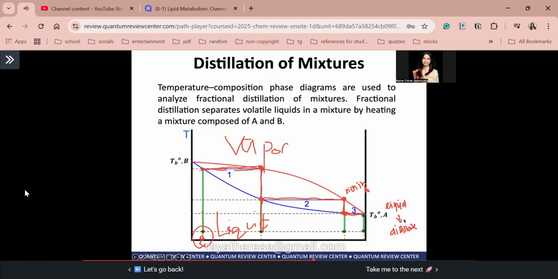Okay? So the vapor, again, goes down into a liquid, and the liquid collected is the distillate. And the distillate is mostly pure in A. And yung natira naman guys, yung leftover liquid sa flask, is your residue. So that is the basic concept of the distillation of mixtures.